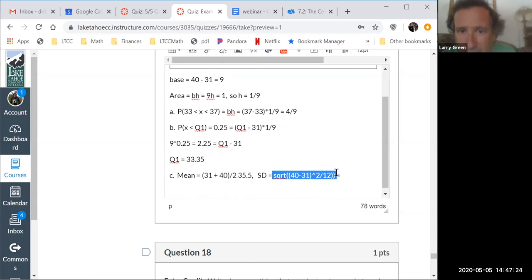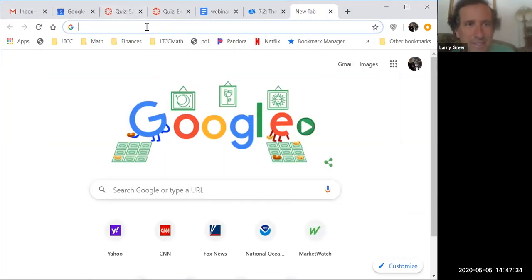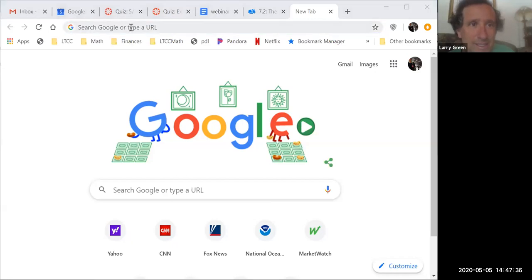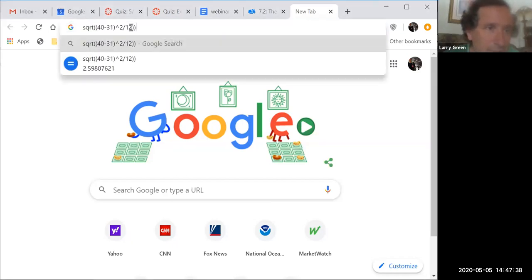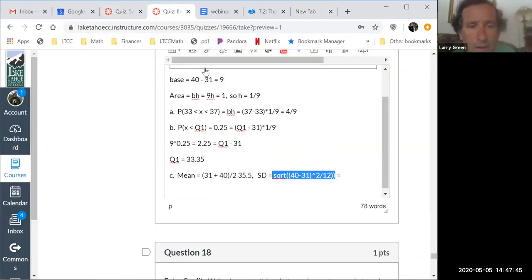I'm just going to pop it in Google, is the easier. Again, unlike me, you actually get a calculator that's attached to this thing. I don't. If I pop it in, 2.6. I'll go for that. Any questions on that? Okay, we got our mean and standard deviation.